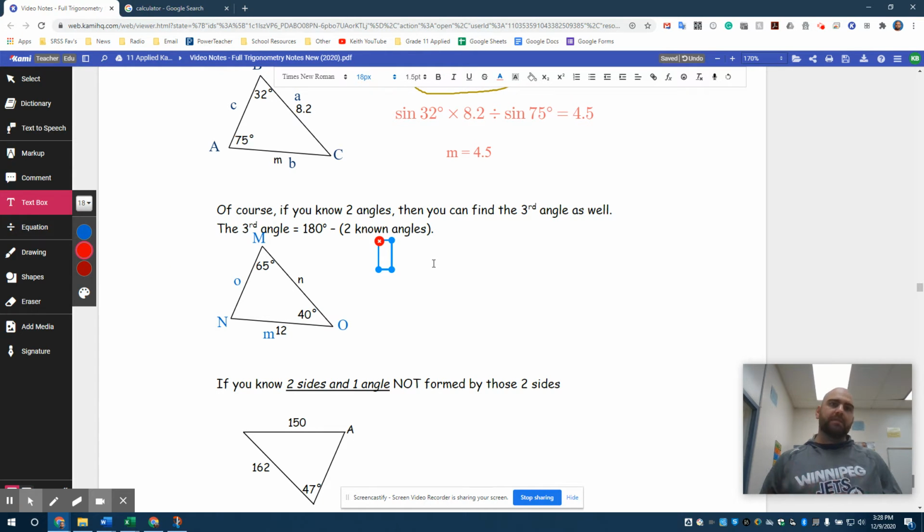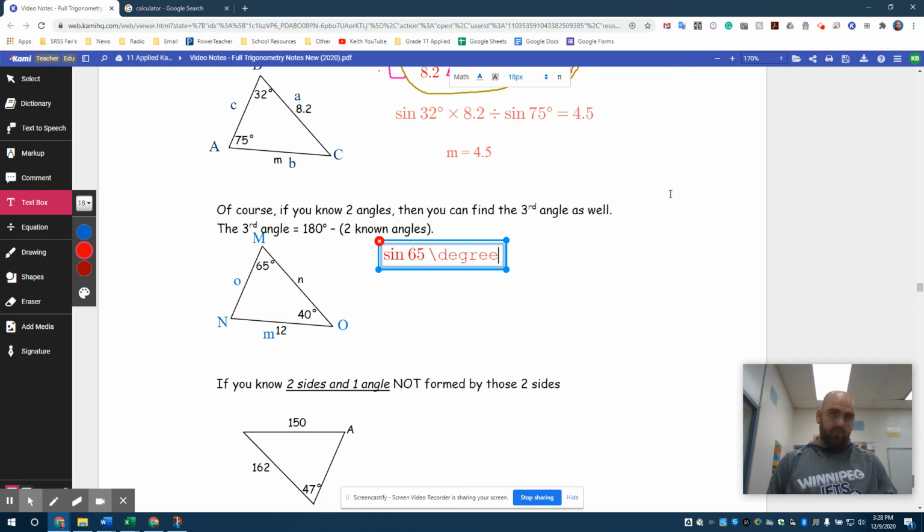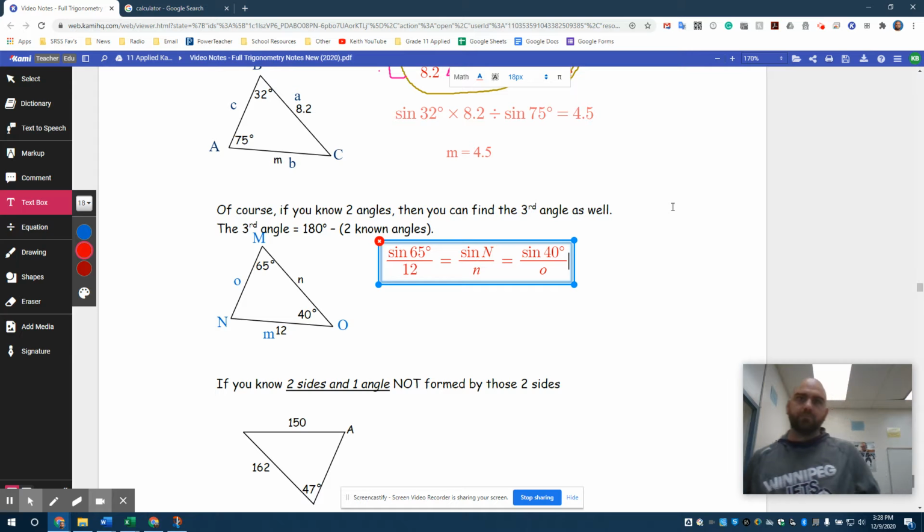All right, so let's take this right here and plug in what we know. So I'm going to do M, N, and then O. We're going to start with making it a function: sine of big M, which is 65 degrees, over 12. So we know that one. That's really good. And then we're going to use N. So we have sine of N over little n, and that is equal to sine of O, which is 40 degrees, over little o. And we want to find little n.